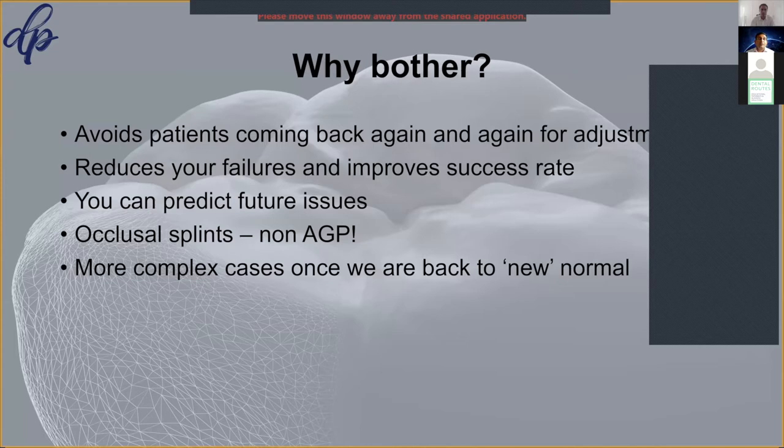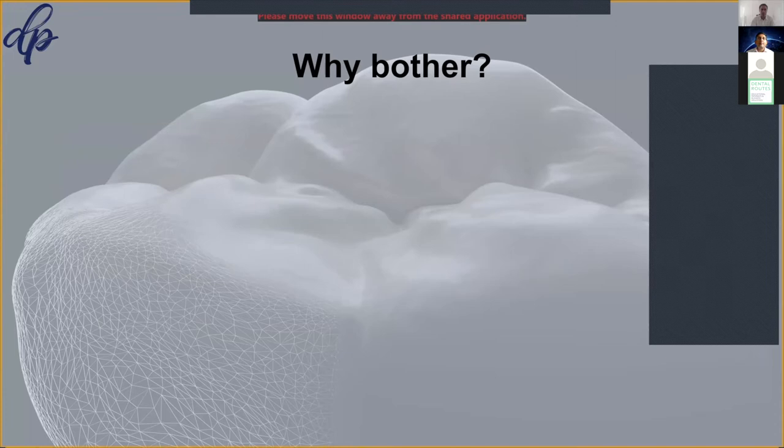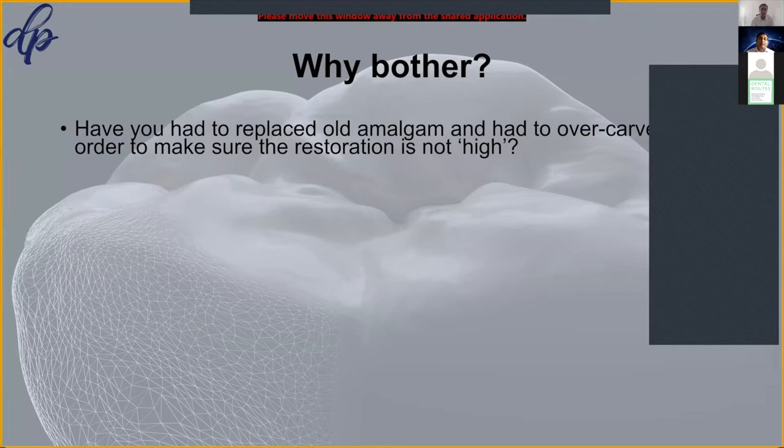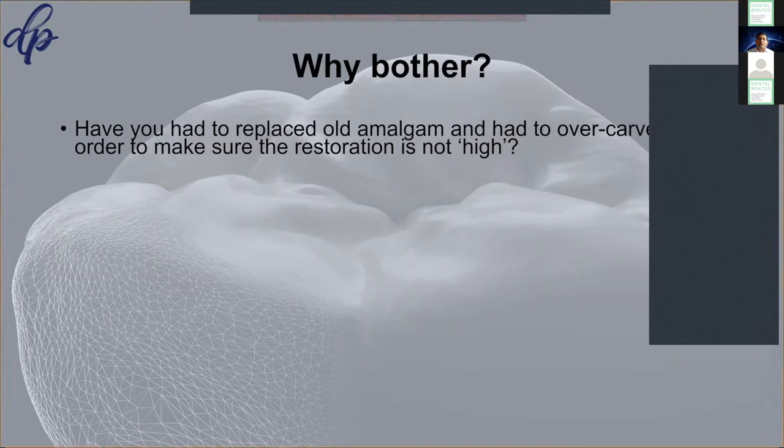So if you have a knowledge of occlusion, you will be able to treat more complex cases than just a single restoration. So if you look at some of the scenarios which you probably would have come across in your career, you have had this old amalgam which is stitched out, you remove the amalgam and you try and do a composite, really nice anatomy, really nice looking tooth, and then you check occlusion and the patient bites, and you have to keep drilling, and your composite is dished out.